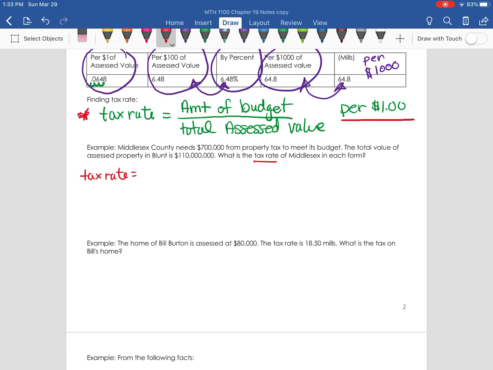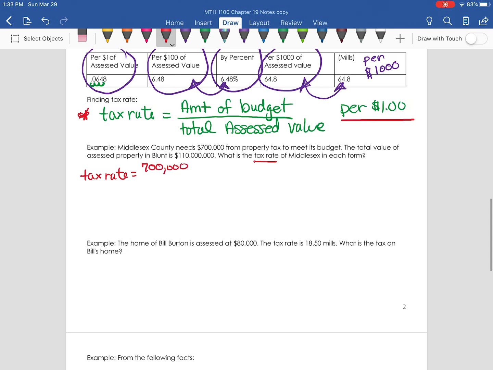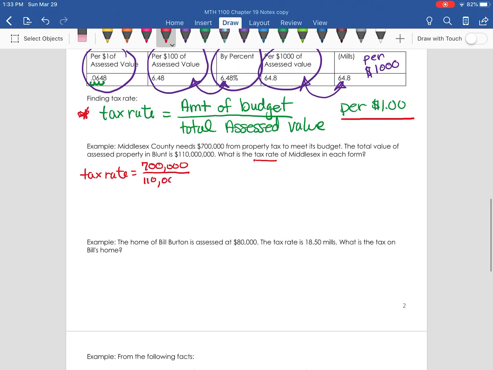So the tax rate per dollar is going to be the amount of the budget. And it says here that we need $700,000 for the budget. And we're going to divide by the total assessed property, which is $110 million. And when we do that, we get 0.00636.